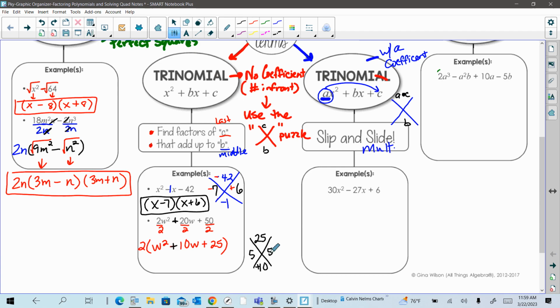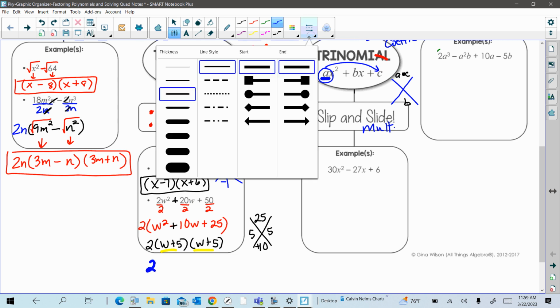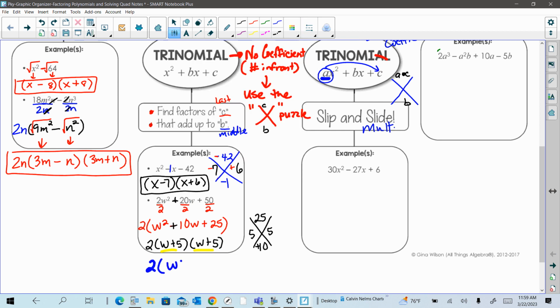Okay, so my final answer here would be 2 parentheses w plus 5 and w plus 5. But hopefully remember we talked about if I have two binomials as factors that are the same, I can simplify that as just 2 parentheses w plus 5 squared, because we have two factors of that binomial. So this would actually be the final answer. The top one is acceptable, but just understand you might get an answer choice that looks like that.